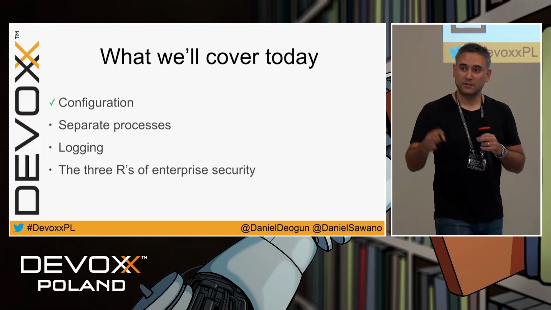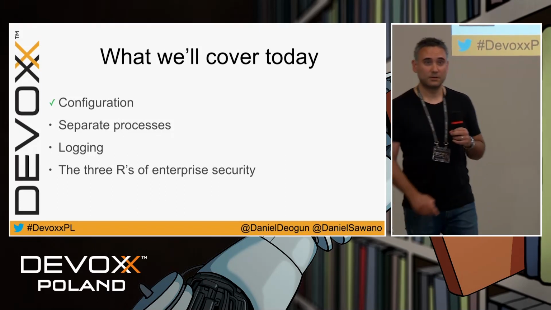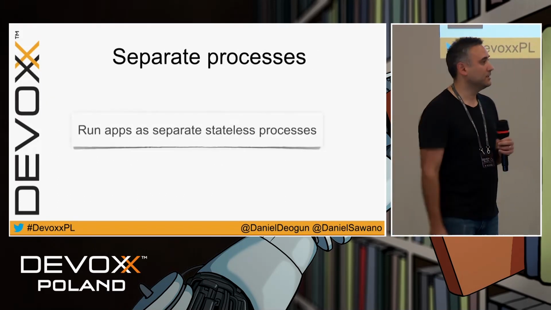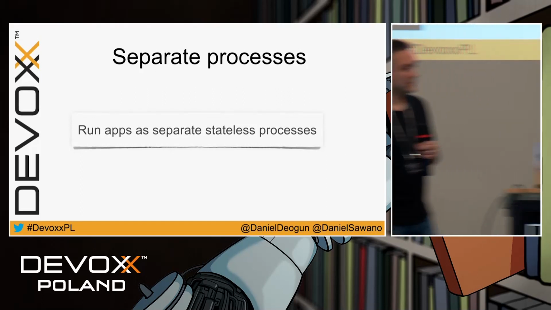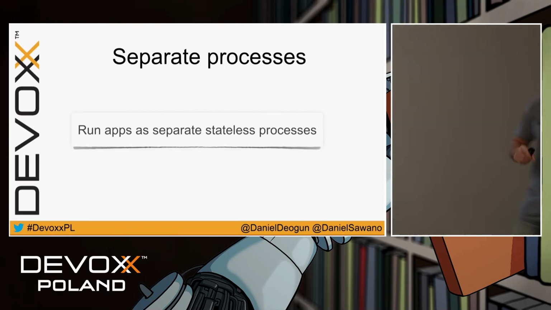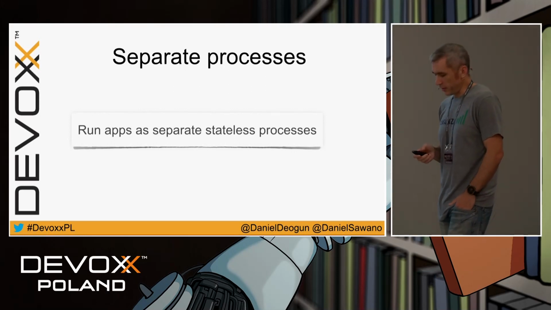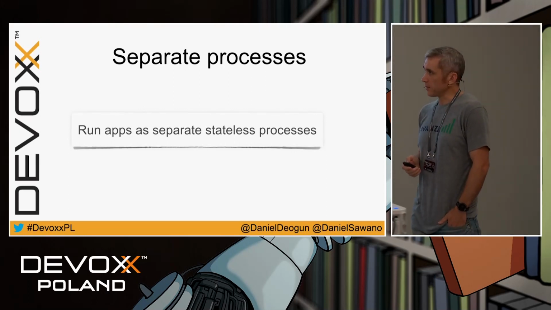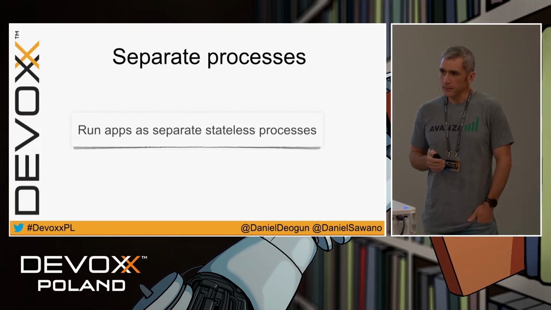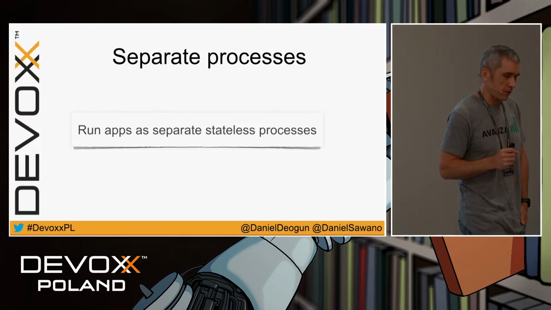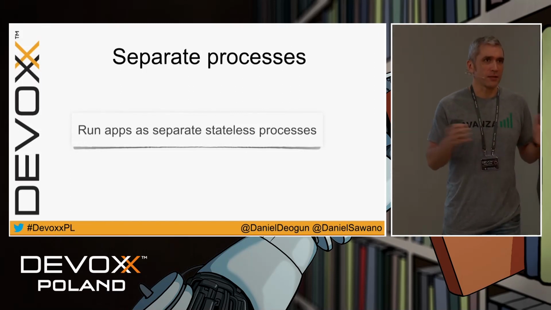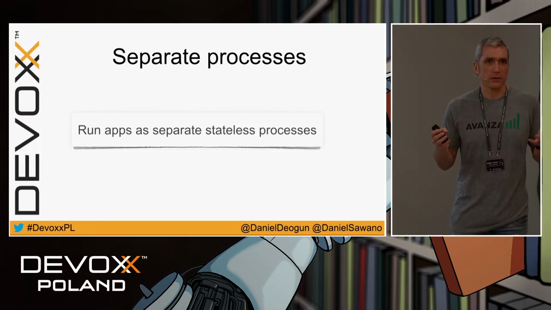So let's move on. Separate processes. I mean, what's that all about then? Well, you want to be able to run your applications as multiple stateless processes. That's kind of like the elevator pitch, right? But if you break this down and see what it actually means, or before that, I should say the reason for why you want to do this in the cloud environment is because you want to be able to scale in and scale out. You want your application to be elastic, right?